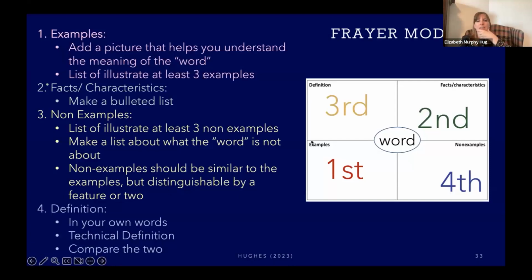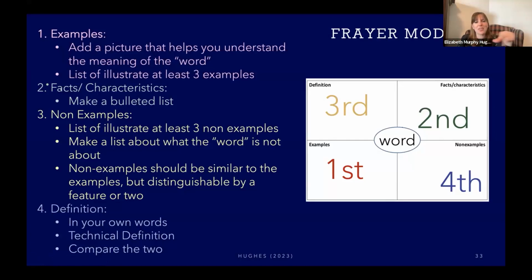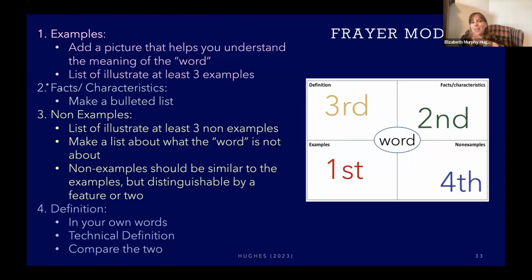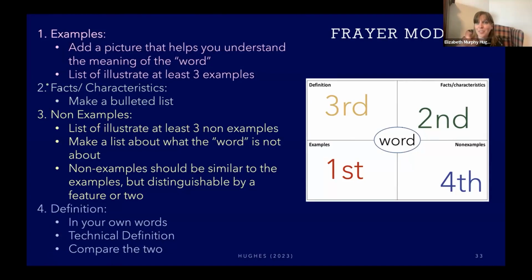Oh, sorry, did any of you see that I have an error on here? I said go to non-examples third and then the definition, but on the quadrants, I have it listed differently. My apologies for that. I would actually say go to the non-examples, then do the definition last. But as long as you start with examples and facts and characteristics, you can do whatever works best for you and your students, whatever's easiest.